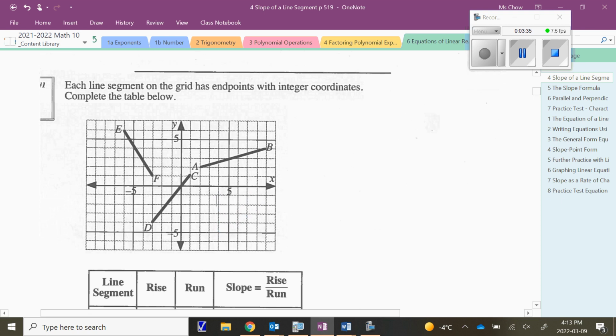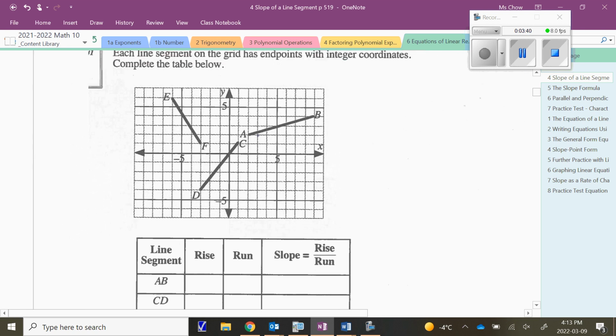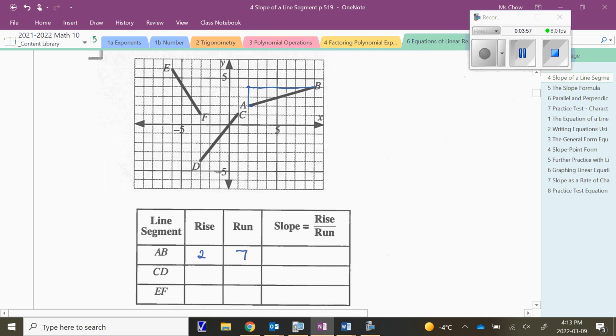So let's take a look then. If we take a look at line segment AB, going to the right, we have a rise of 2, so we're going up 2, and then over how many units? 1, 2, 3, 4, 5, 6, 7. So the rise is 2, the run is 7, and so the slope is rise over run, so it's 2 up for every 7 over. Okay, so hit pause, try C and D for yourself, and then come back and let's compare.